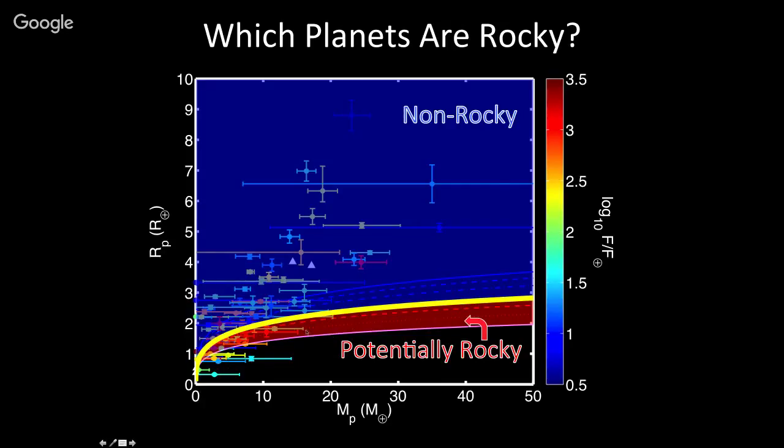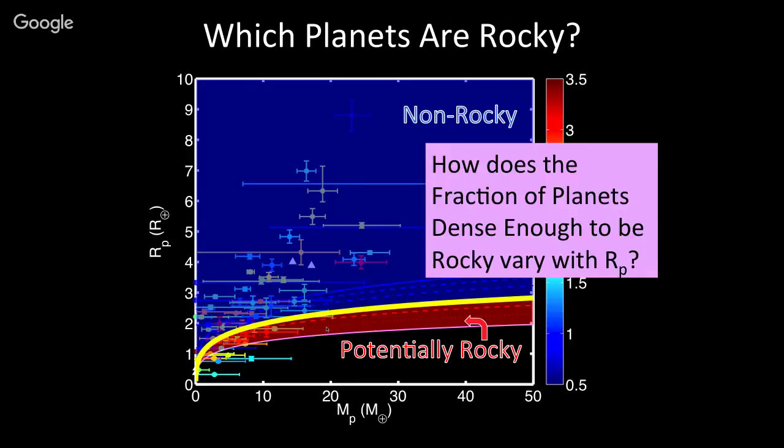So the fact that these noisy exoplanet mass radius measurements have not spilled over into this high mass, high density regime actually places some constraints on this question that we wanted to address. How does the fraction of planets that are sufficiently dense to be rocky vary with planet size?